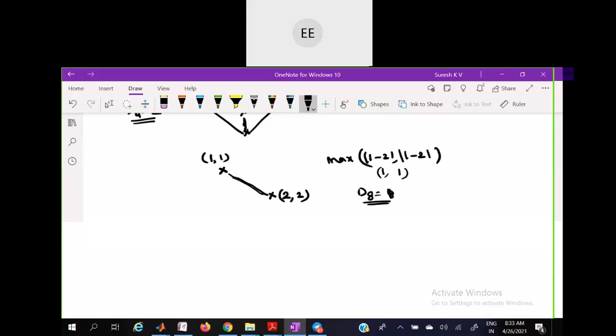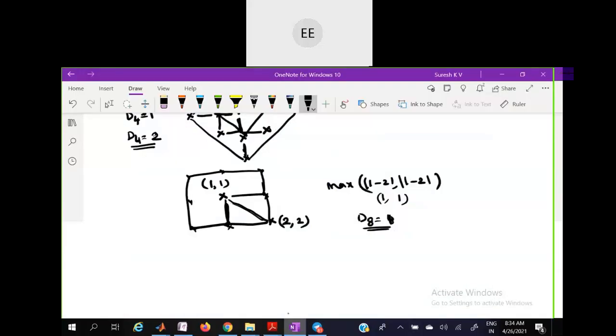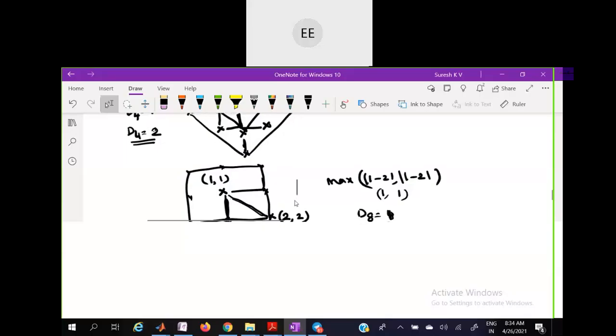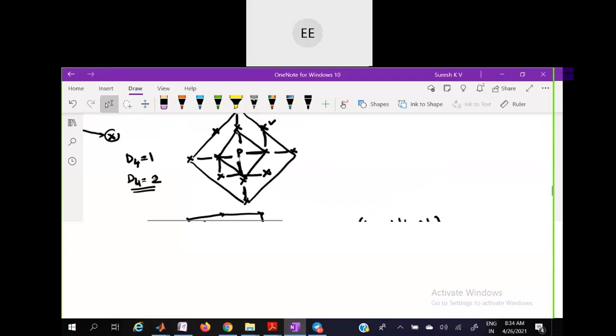That means definitely even these two pixels will also have d8 distance equal to 1. These two pixels will also have d8 distance equal to 1. Even these two. So as you can notice here, all these pixels that I am showing have d8 distance equal to 1. That's exactly what is written here. Pixels with distance less than or equal to r form a square centered at x comma y. So this is a square region, whereas here you can see the diamond shape.